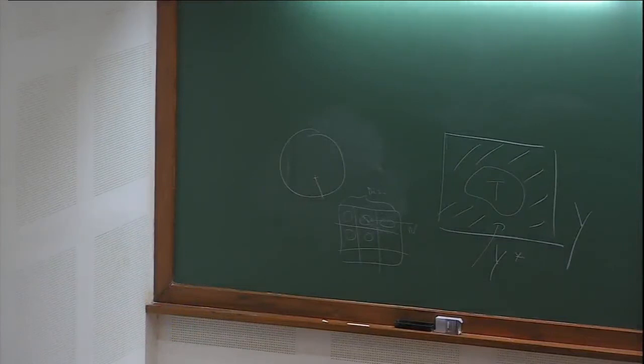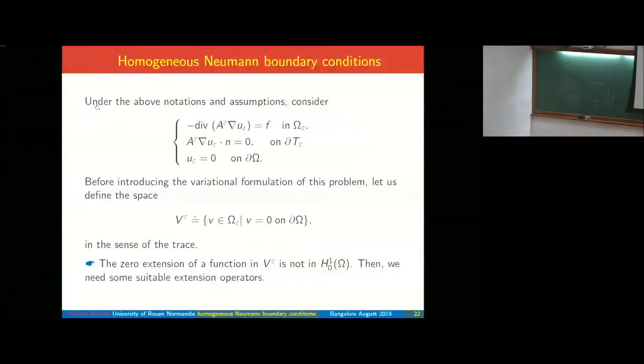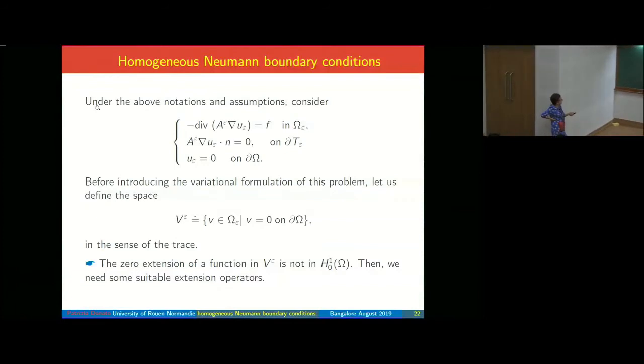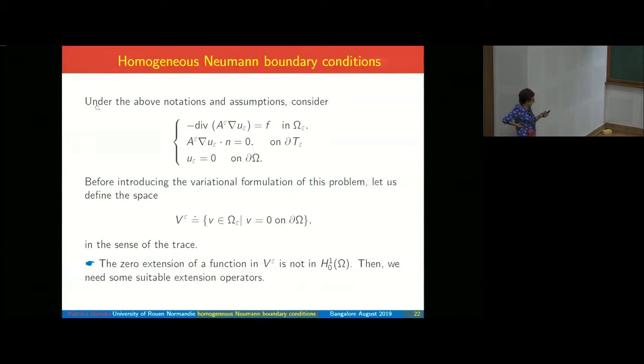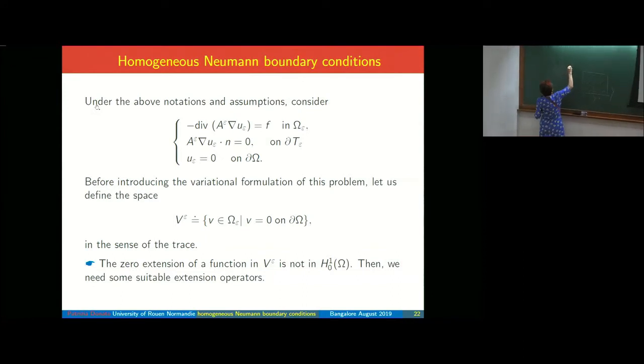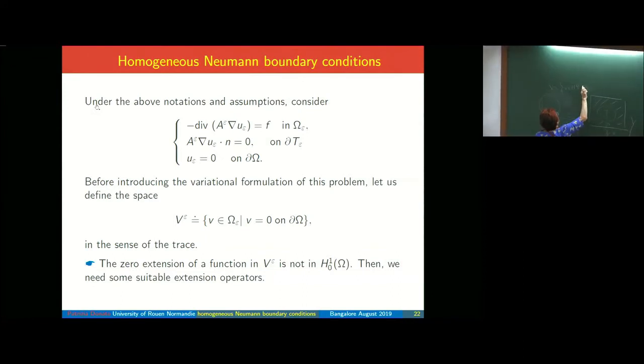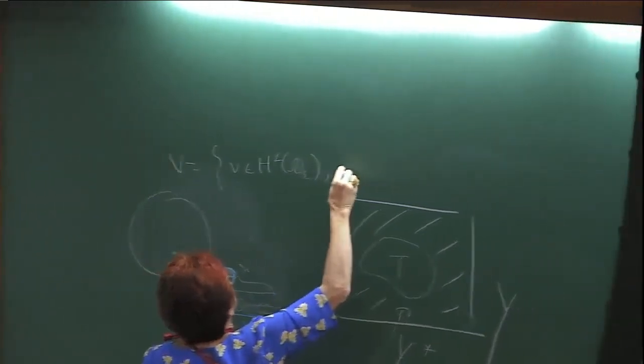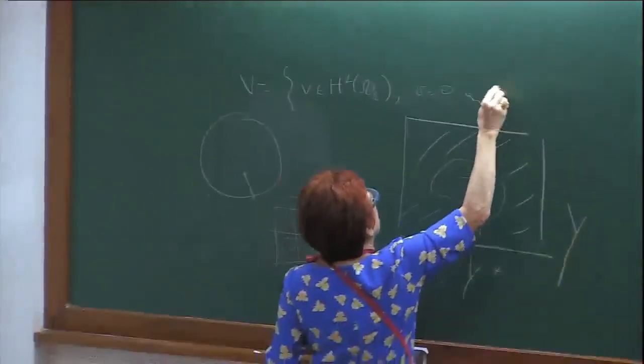and we define the space of the functions which are in V in H1 of omega epsilon and 0 on the boundary of omega, in the sense of the trace. Here also there is a misprint, so I will write the space V. V is equal to the space of v in H1 of omega epsilon such that v equals 0 on the boundary of omega.